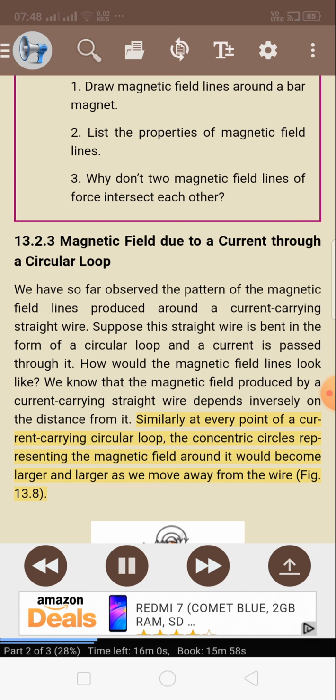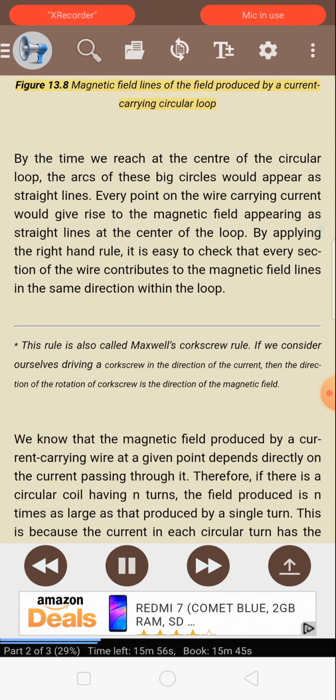Figure 13.8 Magnetic field lines of the field produced by a current carrying circular loop. By the time we reach the center of the circular loop, the arcs of these big circles would appear as straight lines. Every point on the wire carrying current would give rise to the magnetic field appearing as straight lines at the center of the loop. By applying the right-hand rule, it is easy to check that every section of the wire contributes to the magnetic field lines in the same direction within the loop.